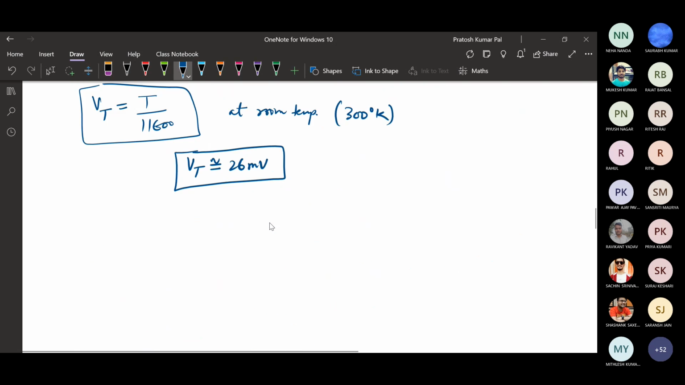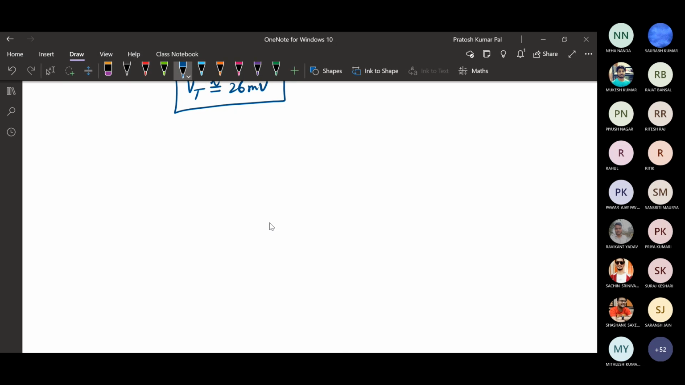So this is the Einstein equation. So next, we will see some numericals, or one more term we need to just define. In case of diffusion, another parameter is defined that is called diffusion length. It is represented by L. It is defined in case of holes and in case of electrons also. So diffusion length is there.